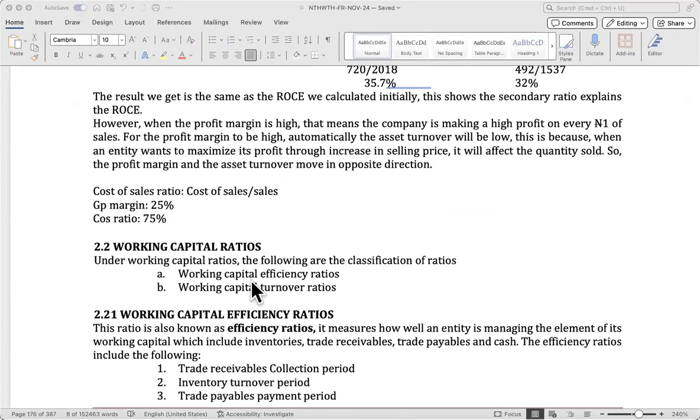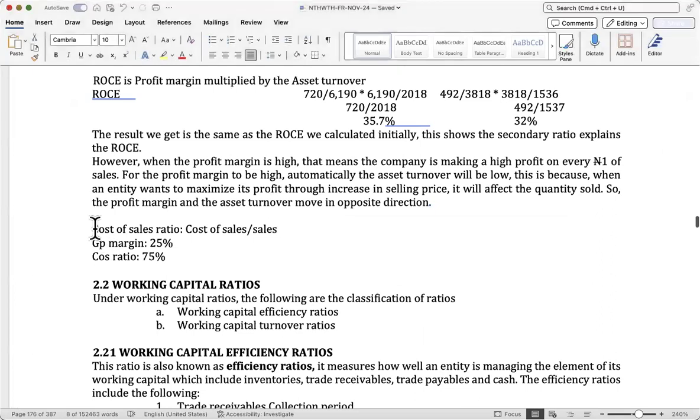I think I have it here now. So the examiner called it cost of sales ratio.